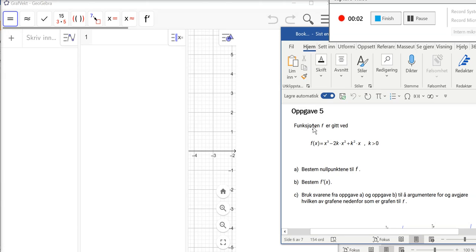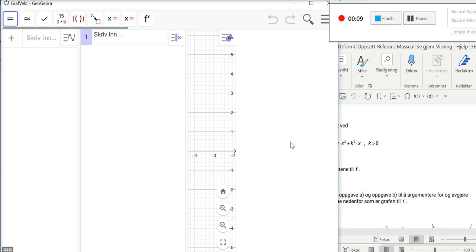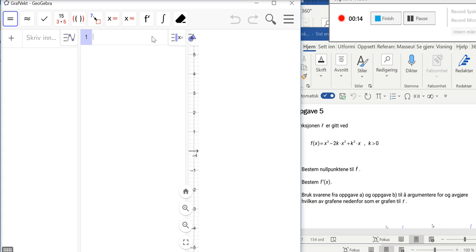Then exercise 5, booklet 1, part 2. We have a function here again, and we have some k stuff, so we need to use CAS here. And then we just write in the function f of x colon equals x to the power of 3 minus 2k times, remember, a multiplication sign between k and x, plus k squared times x. And it says that k is bigger than 0, but do not write this into CAS.